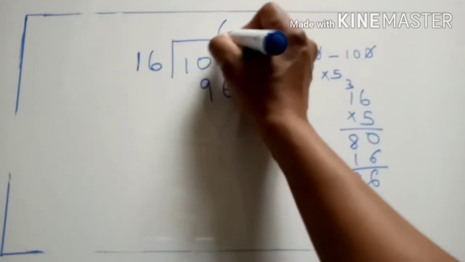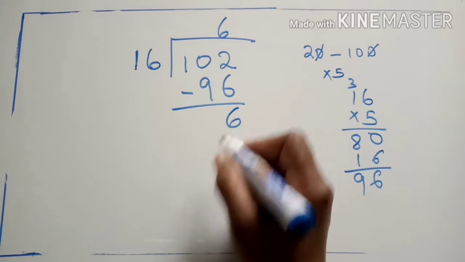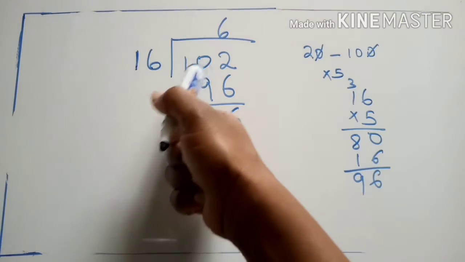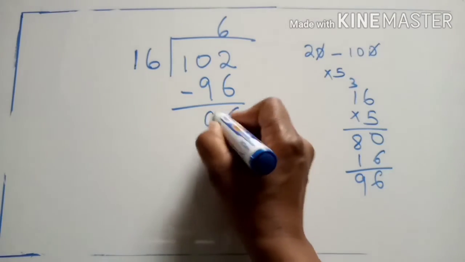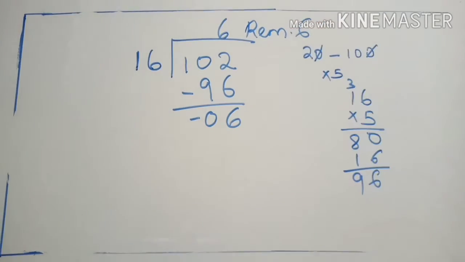So we say that's times 6. Subtract that, we'll get 6. And here was 9, take away 9, that's 0. So we have our answer as 6 remainder 6.